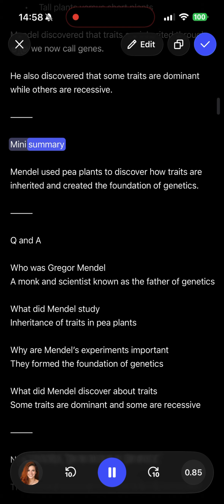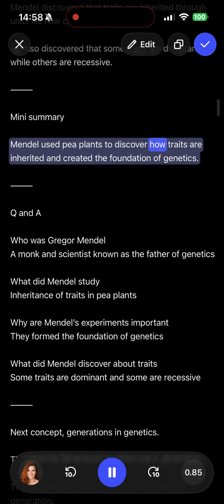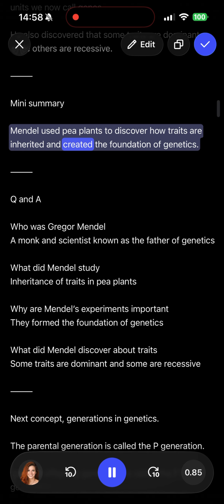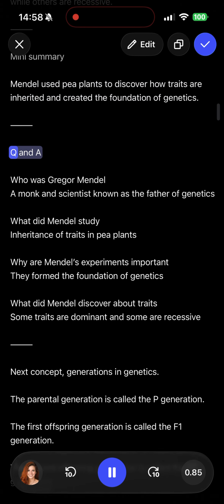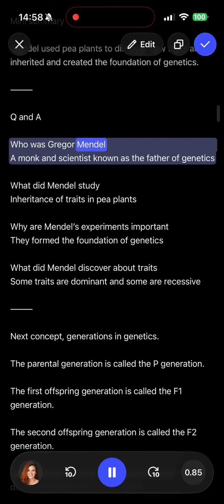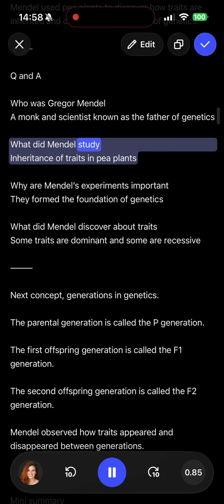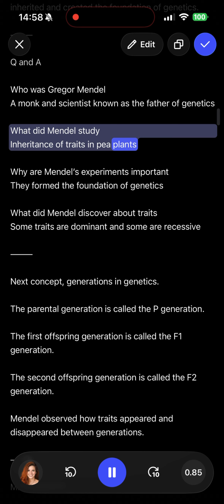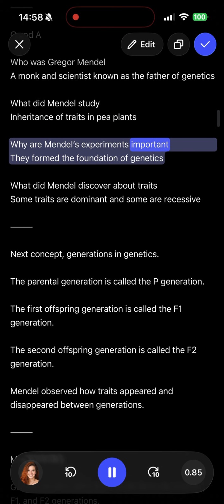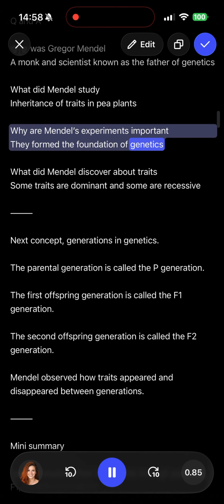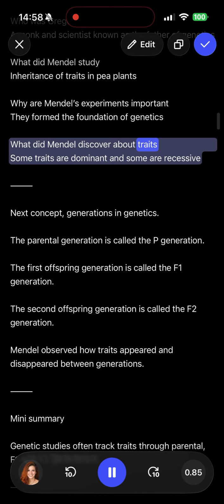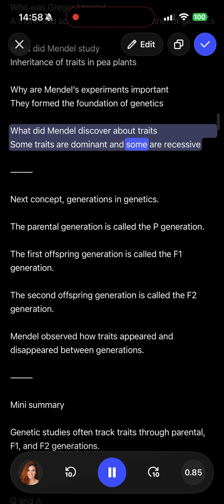Mini summary. Mendel used pea plants to discover how traits are inherited and created the foundation of genetics. Q&A. Who was Gregor Mendel? A monk and scientist known as the father of genetics. What did Mendel study? Inheritance of traits in pea plants. Why are Mendel's experiments important? They formed the foundation of genetics. What did Mendel discover about traits? Some traits are dominant and some are recessive.